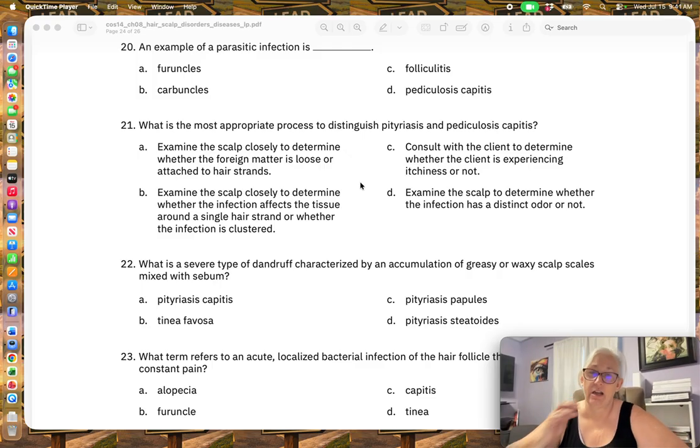How are we going to distinguish between dandruff and head lice? That's what it's asking. So the only way to do that is to decide whether the foreign matter is loose or if it's attached to the hair strands. Because if it's attached, then it's nits, right? The nits attach themselves to the hair strand, usually about an inch or so away from the scalp. Sometimes it goes all the way down the hair strand if you've had it for a while. But that's what they do. They attach themselves to the hair strand.